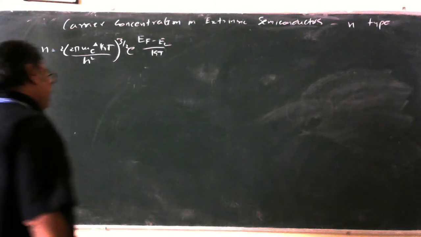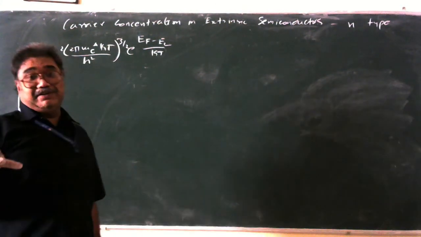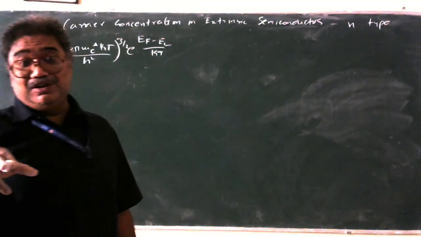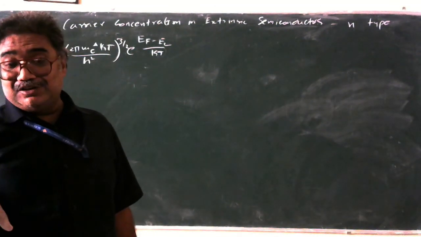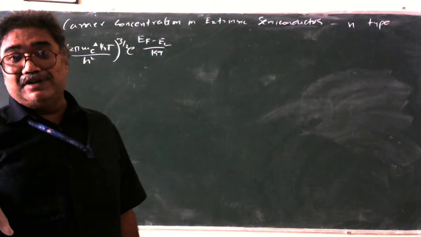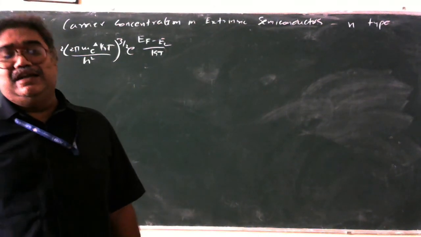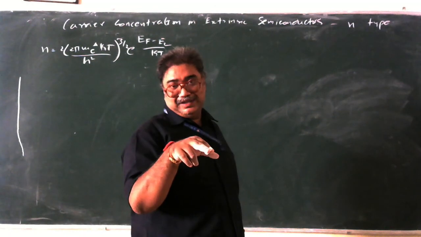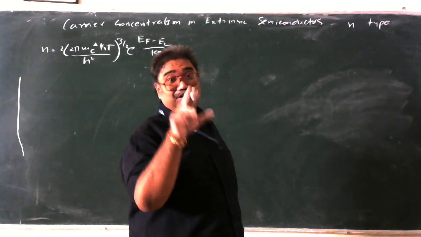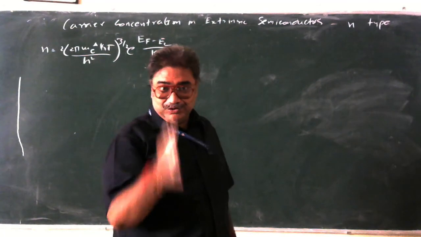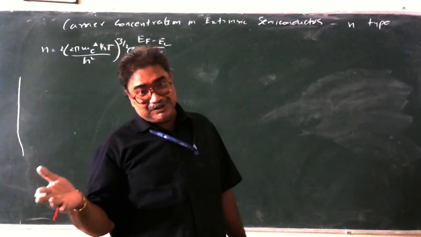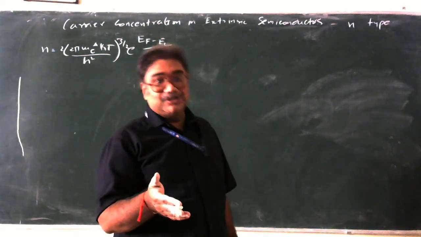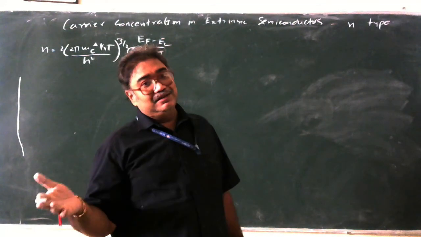When arsenic donates the electron, there is a shortage, an absence of electron. So the number of absent electrons in arsenic is equal to the number of free electrons in the silicon semiconductor. Arsenic is losing electrons, silicon is gaining electrons.